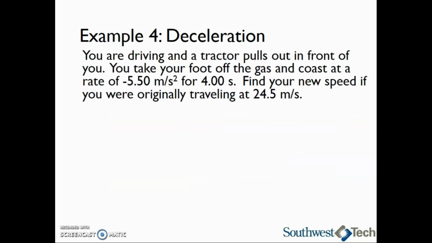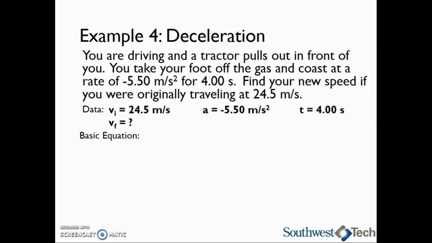You are driving and a tractor pulls out in front of you. You take your foot off the gas and coast at a rate of negative 5.5 meters per second squared for 4 seconds. Find your new speed if you were originally traveling at 24.5 meters per second. First, we will write down all of the data that we were given. The initial velocity is 24.5 meters per second. The acceleration is a negative 5.5 meters per second squared. The time is 4 seconds, and we are trying to find the final velocity.